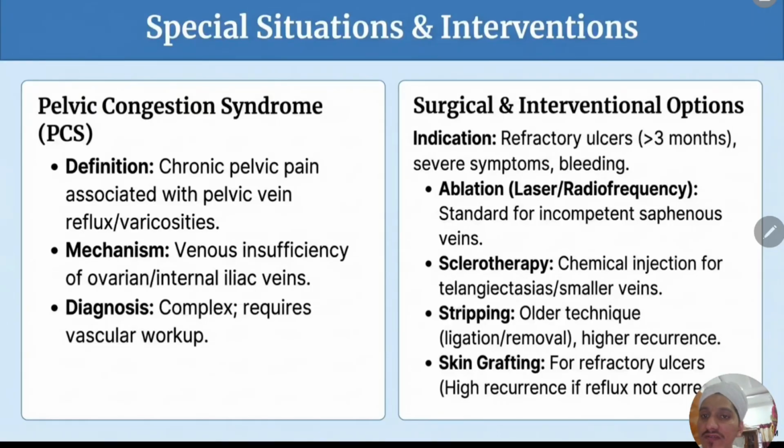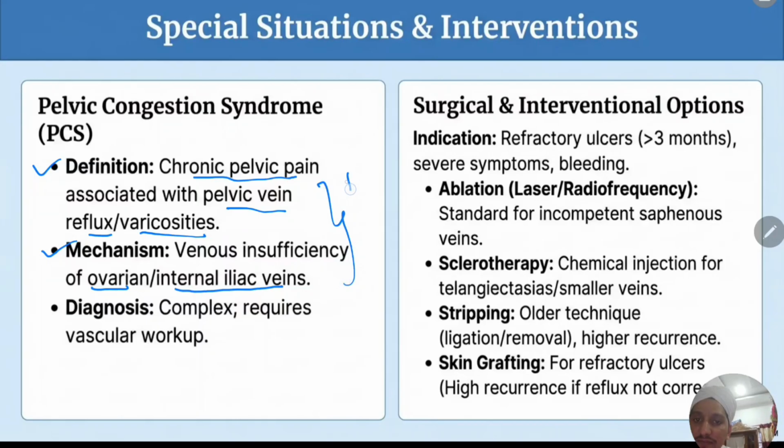There is something known as pelvic congestion syndrome. What is the definition of that? Chronic pelvic pain associated with pelvic venous reflux or pelvic varicosities. What is the mechanism? Venous insufficiency of the ovarian and internal iliac veins.